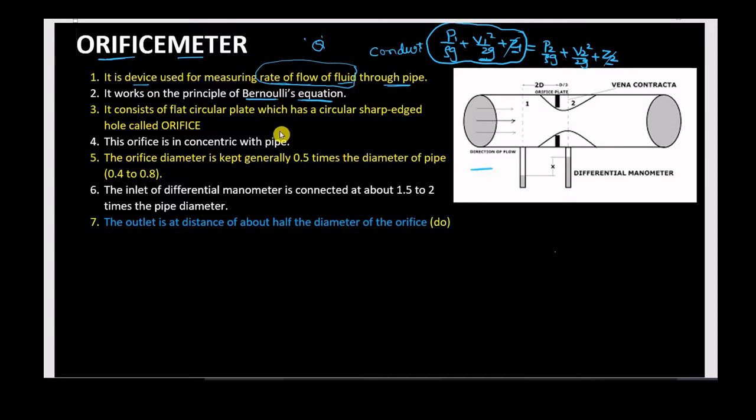And third point, so what is the construction? This third point is related to the construction. It consists of a flat circular plate. So there is one circular plate, for example here, this is a circular plate. Flat means negligible thickness, zero thickness. A circular plate which has a circular sharp edge hole called orifice. So here this will be a solid body. The water will be flowing only through this hole.